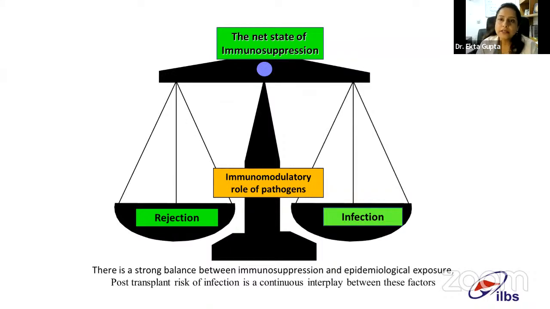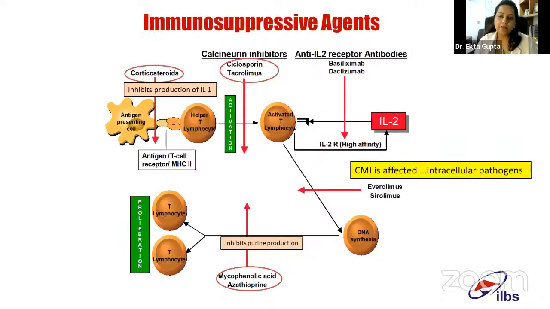Once the transplant is done, there is an outside organ in our body. The body tries to reject it, so the most natural defense is rejection. Now, in order to prevent that rejection, you give immunosuppression. When you immunosuppress the individual, that creates an environment for infection. And a few infective organisms are also immunomodulatory, which further causes rejection, for which you have to again increase the immunosuppression. So there is always an interplay between infection, rejection, and immunosuppression. Knowing the immunosuppression is very, very important for any lab person who is reporting an infection.